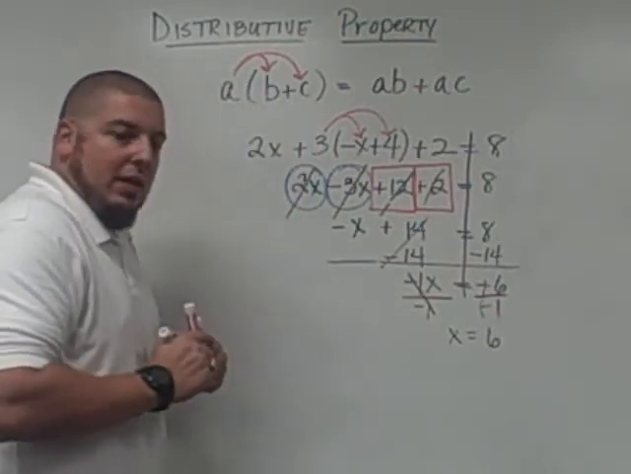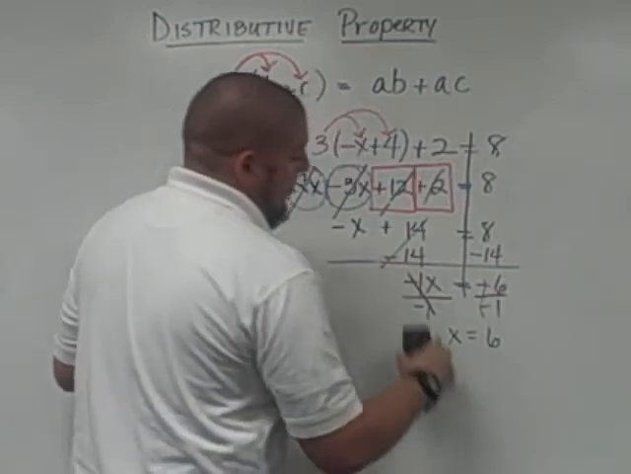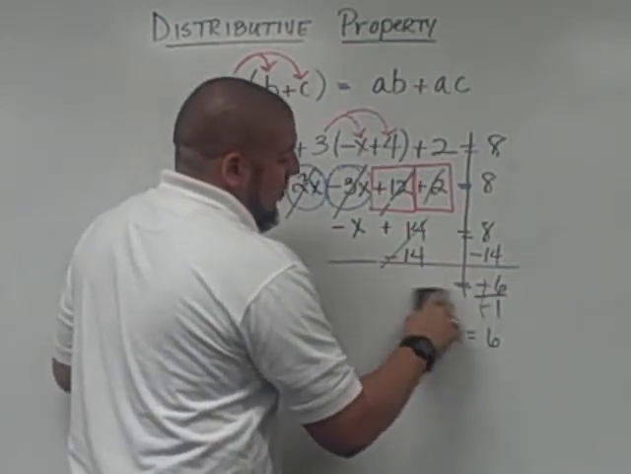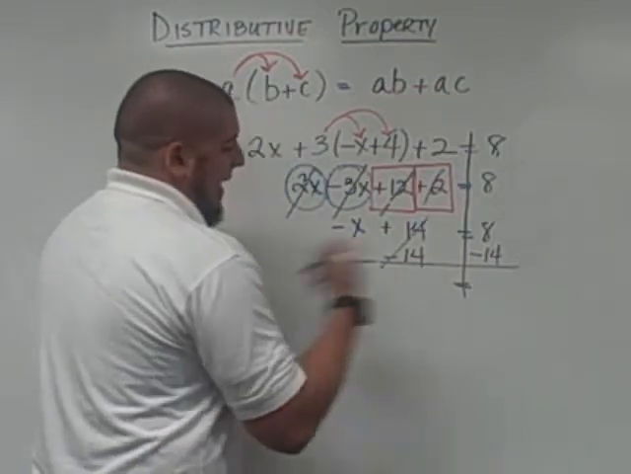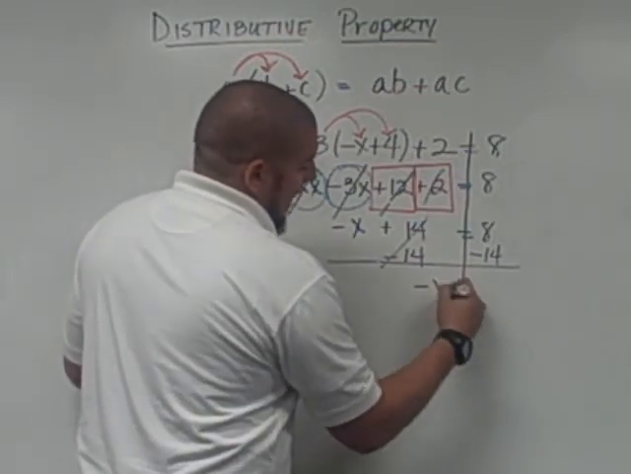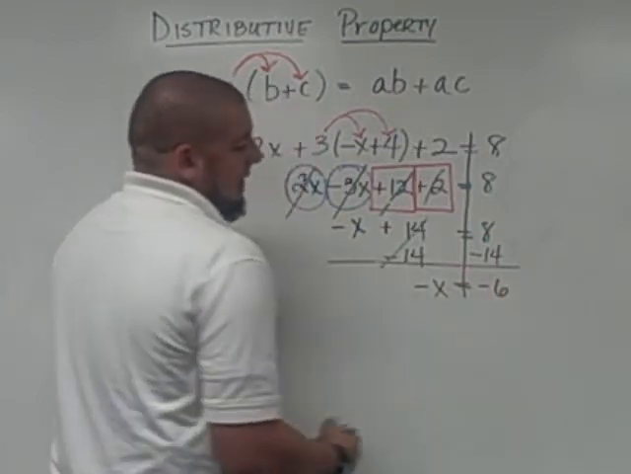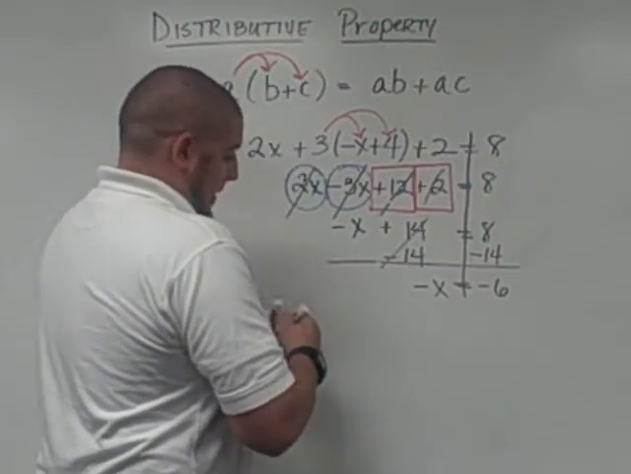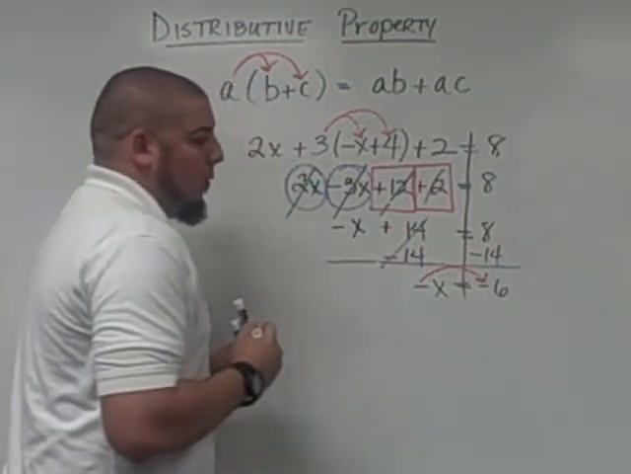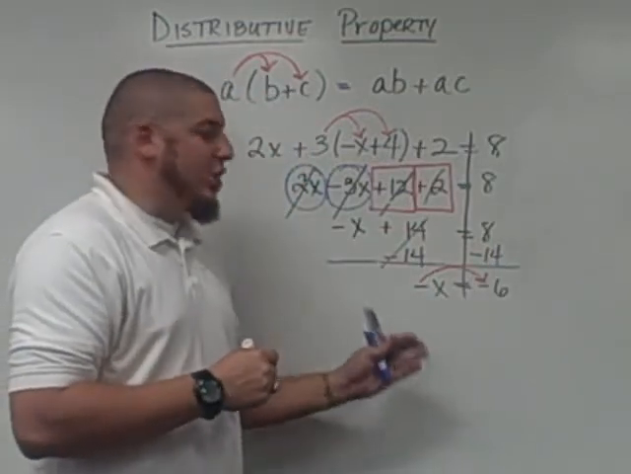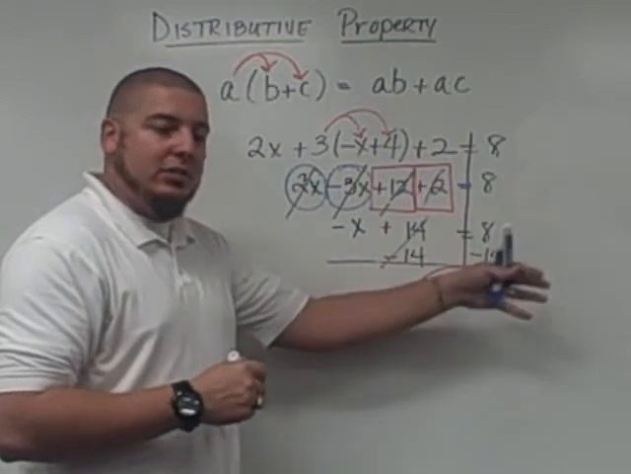Now there's a shortcut that I haven't shown you yet, and I want to show it to you now. If you want to do it, you're more than welcome to. If you don't, it's fine too, whatever way you prefer. If I end up with negative x equals negative 6, I can just simply take this negative sign and throw it to the other side. When I throw that negative sign to the other side, it changes the sign on the other side of the river.